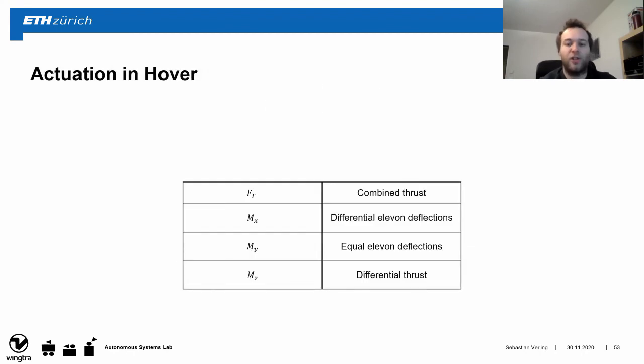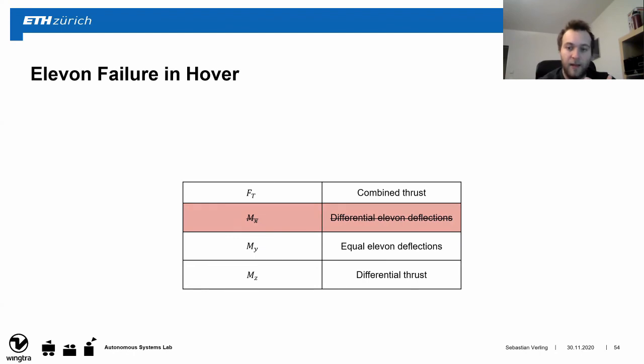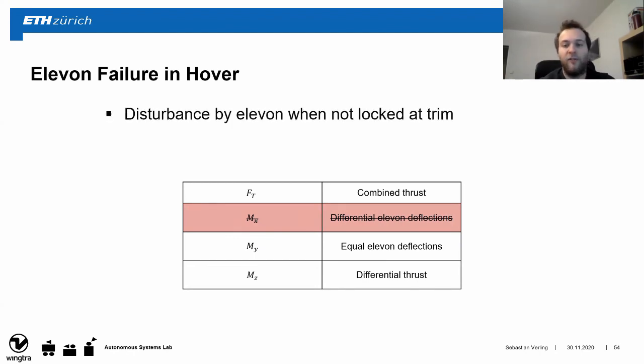The nominal actuation in hover can be seen in this table. In case of an aileron failure, we lose the ability of differentially deflecting the ailerons. The effects of that are twofold. On one hand, it generates a disturbance if it's not locked at trim, and on the other hand, the resulting system will be underactuated, as we cannot control the moment around body X anymore.